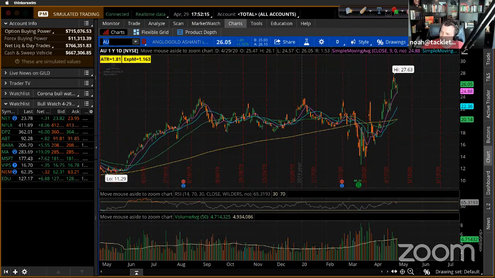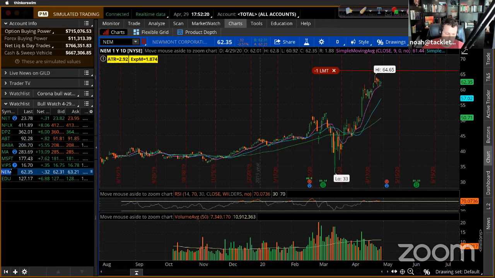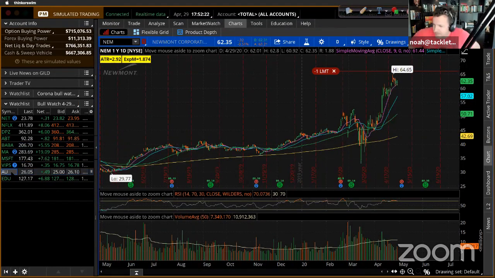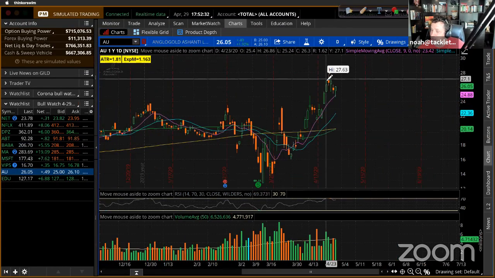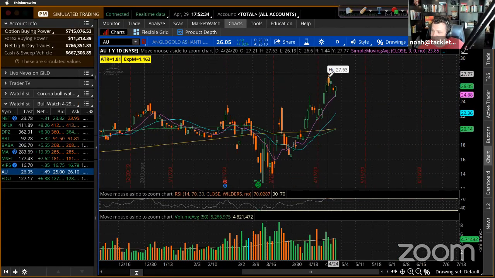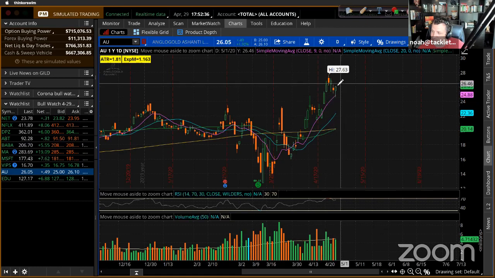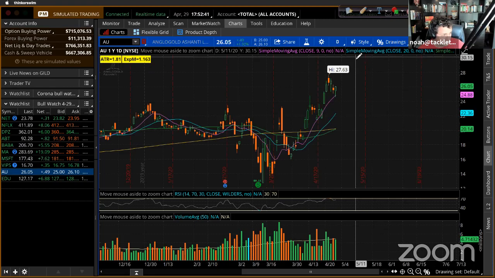Ooh, wait. AU is a prettier setup. Newmont out. AU in. All right. Boom. Okay. So there we go. Nice little pullback into the rising 9 with a hammer candle. I like this pullback better. Shallow pullback, rising 9, hammer candle. I think your target on this is 28 to 30. Not a worry about earnings. Yep, not too shabby. So there you go on the fly.